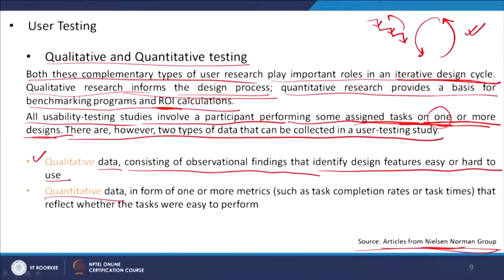Quantitative data informs one or more metrics such as task completion rate or task time, which are quantifiable. The completion rate, for example, records whether the task is completed or not.